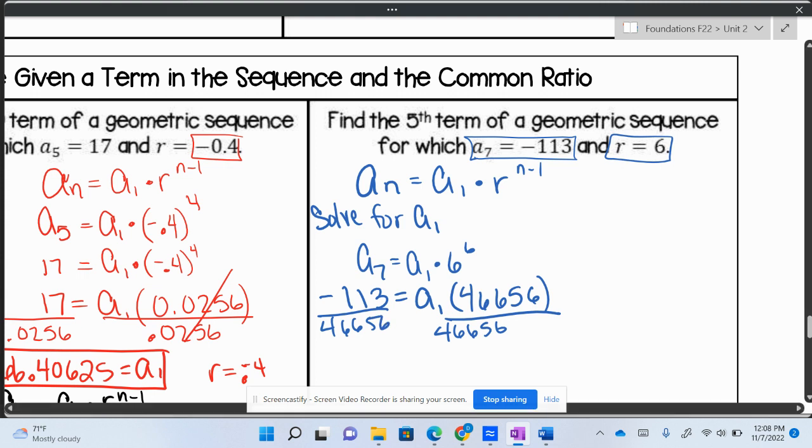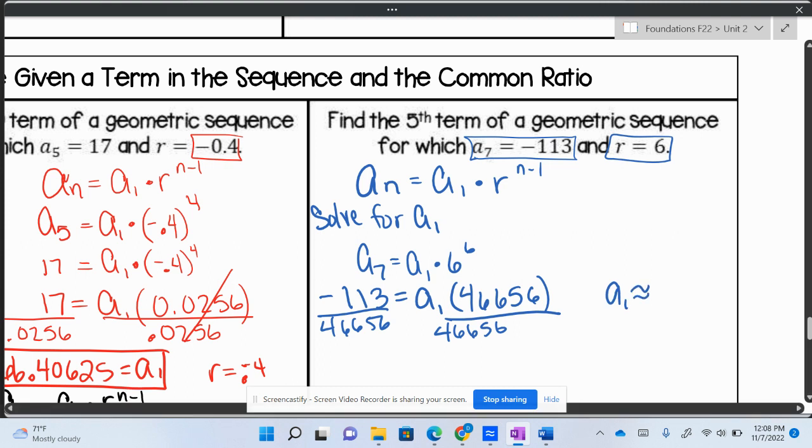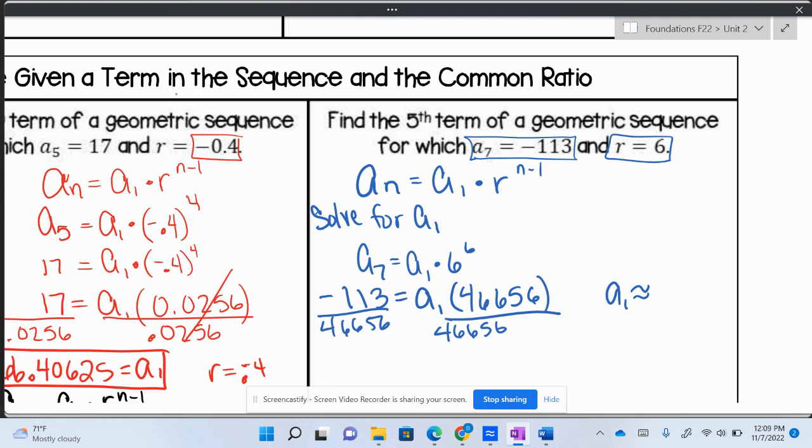Look what you have here. It's the same thing that we did on the problem before that. It says negative 113 equals A1 times 46,656. I want to figure out what A1 is. I have to solve for A1 so I can write a formula. So we're solving for A1. We have to divide both sides by 46,656, and we're going to get a decimal. What is A1? We need to know what the first term is. A1 is about what? I got 0.00242.